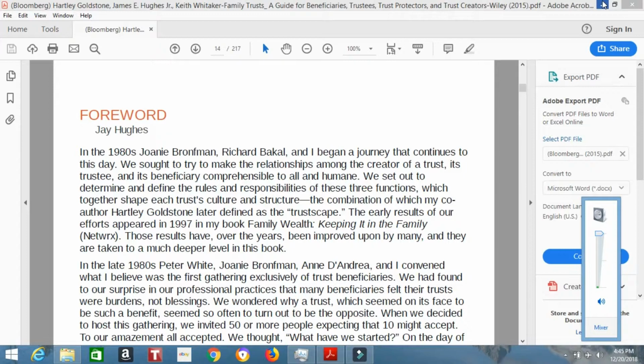The early results of our efforts appeared in 1997 in my book Family Wealth: Keeping It in the Family. Those results have, over the years, been improved upon by many, and they are taken to a much deeper level in this book. In the late 1980s, Peter White, Joni Bronfman, D'Andrea, and I convened what I believe was the first gathering exclusively of trust beneficiaries.